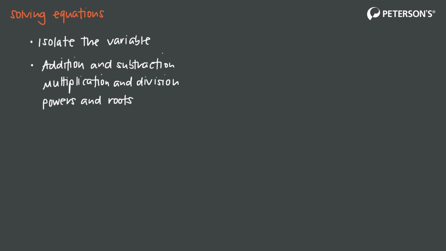So whenever we have addition, we'll undo it with subtraction. Whenever we have multiplication, we'll undo it with division, etc. And as we're using those inverse operations, we always have to remember to keep the equation balanced, which means that whatever we do to one side of the equation, we have to do to the other side of the equation. If we don't, we'll end up with the wrong answer.